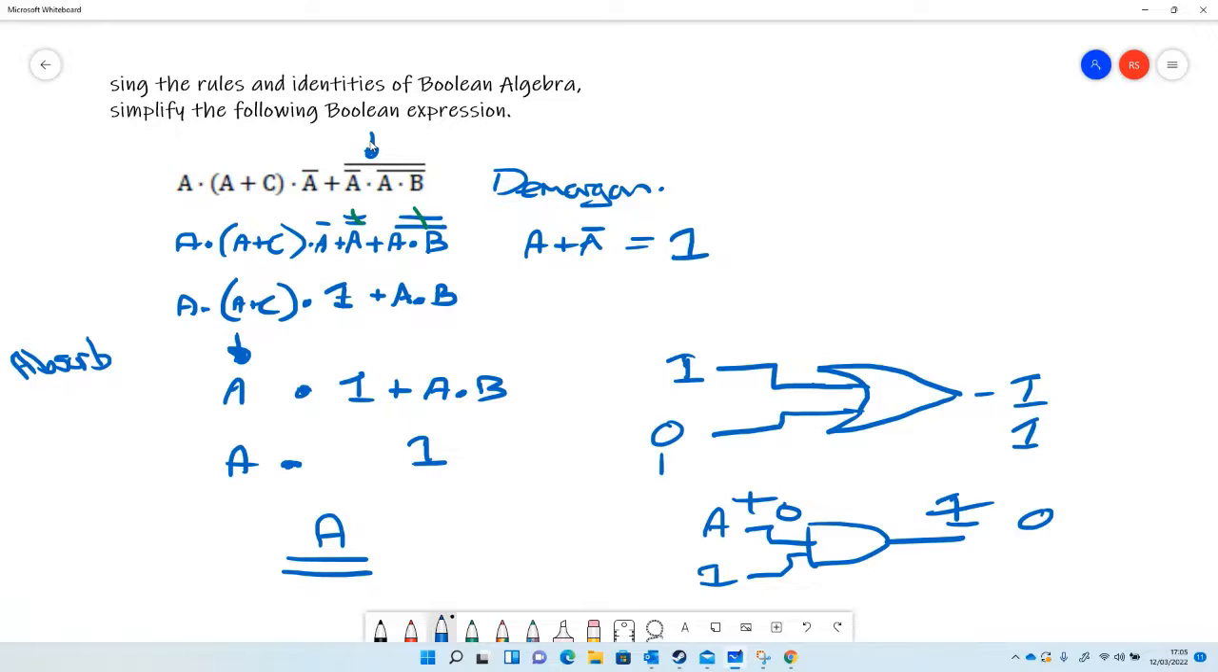So we've got absorption there, we had identity, and then identity again. Now you could have made some of these jumps a bit quicker than that if you wanted to, but I was just trying to show my process of thinking on that one.